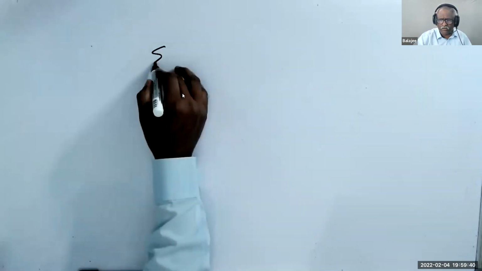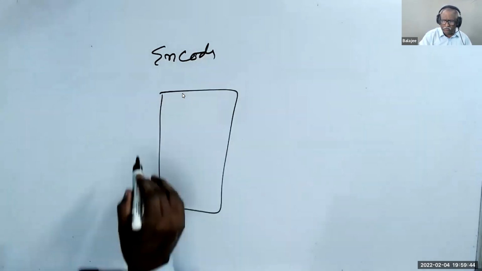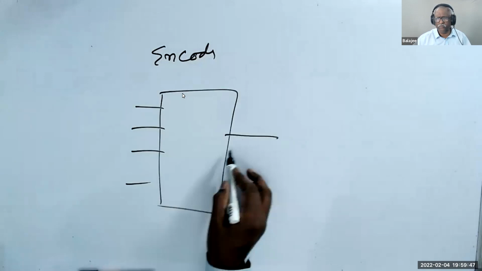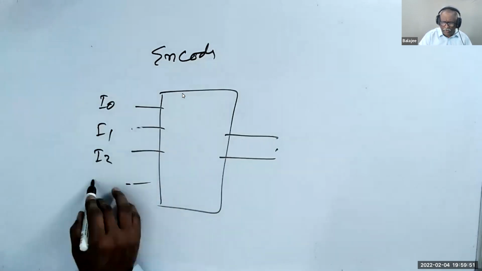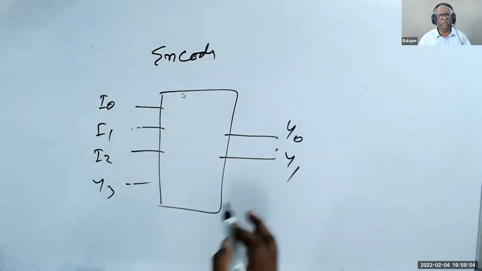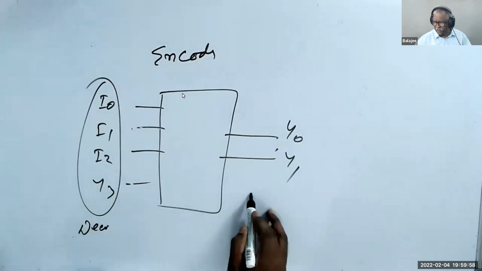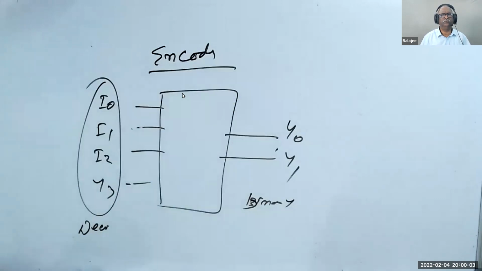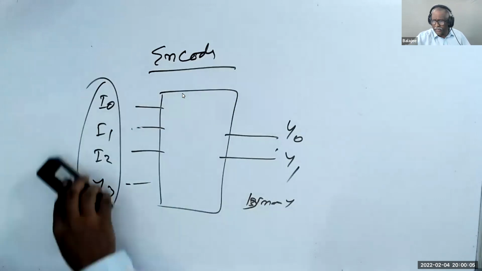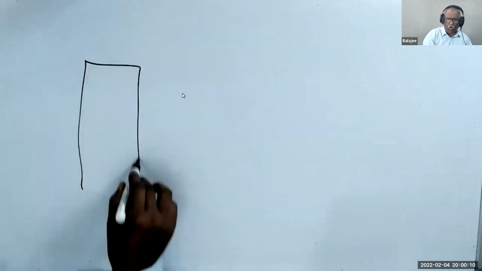Okay, so the same thing, you have an encoder. I have multiple inputs and 2 outputs: I0, I1, I2, I3, and Y0, Y1. That's encoding. You are encoding from decimal to binary. That's why they call this an encoder. Same way, I have 8 inputs here, 4 inputs.